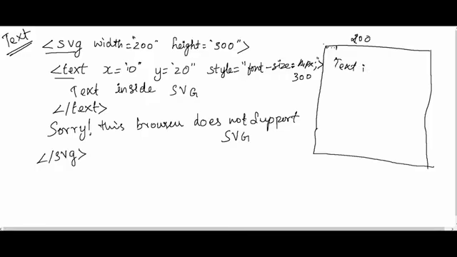So, text inside SVG. This X and Y is for giving the X axis value and Y axis value, the point from which it wants to start. So this is the point, this is 10, 20. This is just an example value I am giving. So this is text.